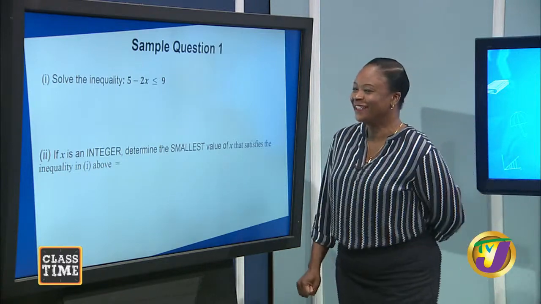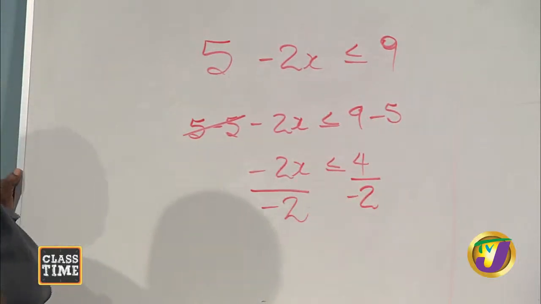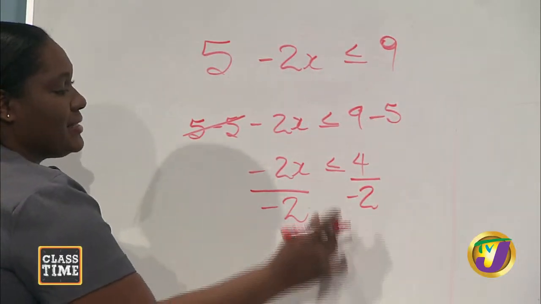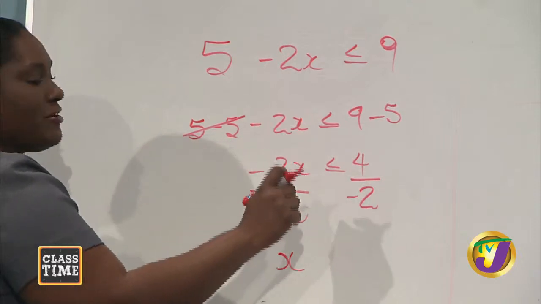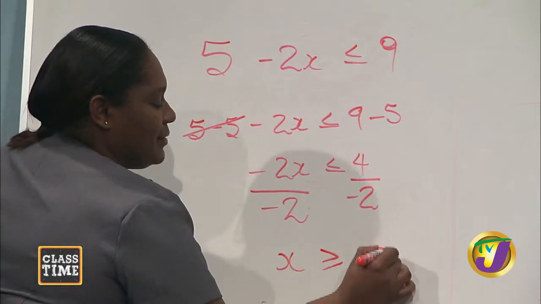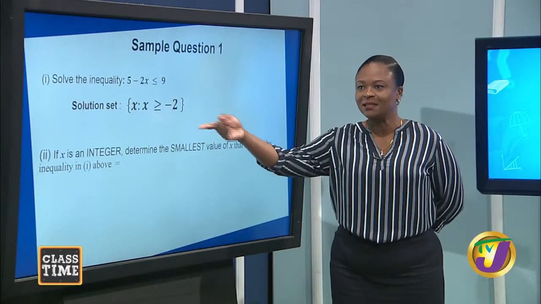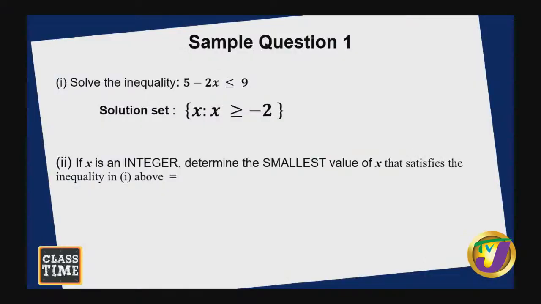So we are going to be dividing both sides by negative 2. So now x is, flip the sign, do the reverse, greater than or equal to negative 2. So we would have that. The set builder notation says that the set of x such that x is greater than or equal to negative 2.